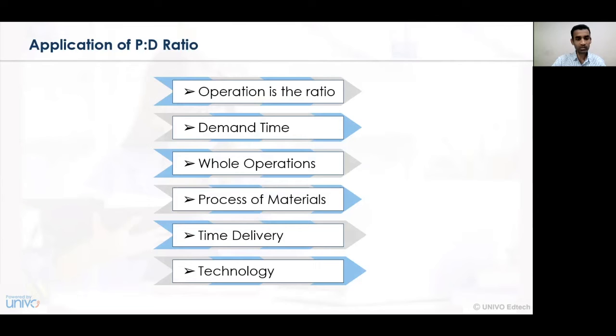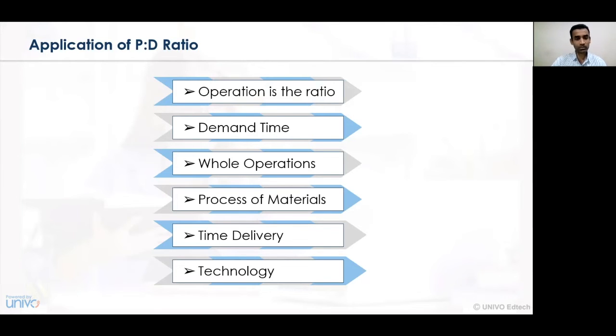So a particular product may be assessed that it may be demanded after 1 month, after 1 day, after 15 days, and so on, or after a certain time period. And hence the demand for a particular product is either specific, or it can be predicted, or it cannot be predicted. The application of PD ratios is also possible for the entire operations activity also.